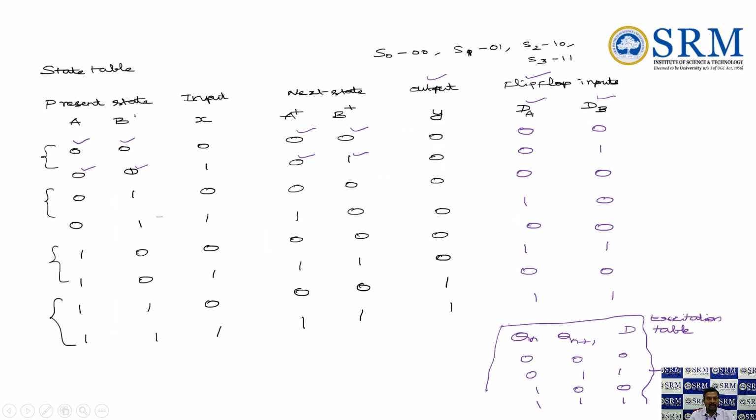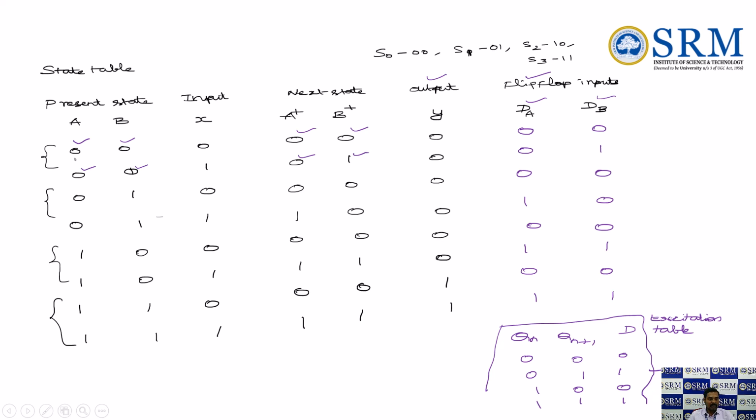Now come back to the state table: present state, input, next state, output, as well as flip-flop inputs. The present state is AB. If you want XY, whatever you want, you can choose. For our convenience, I chose AB as present state, and input is X. Next state is A plus, B plus, and my output is Y. And flip-flop input, since I'm going to design with the help of D flip-flop, hence I'm choosing DA as well as DB.